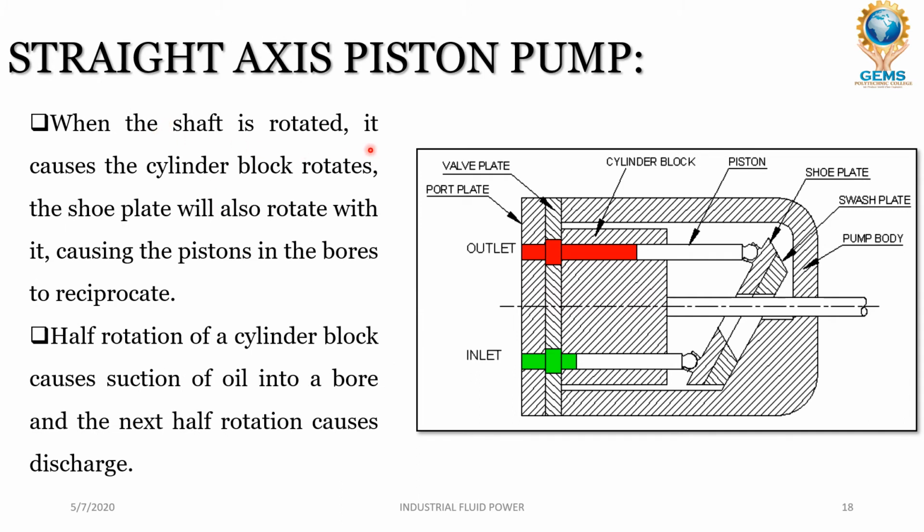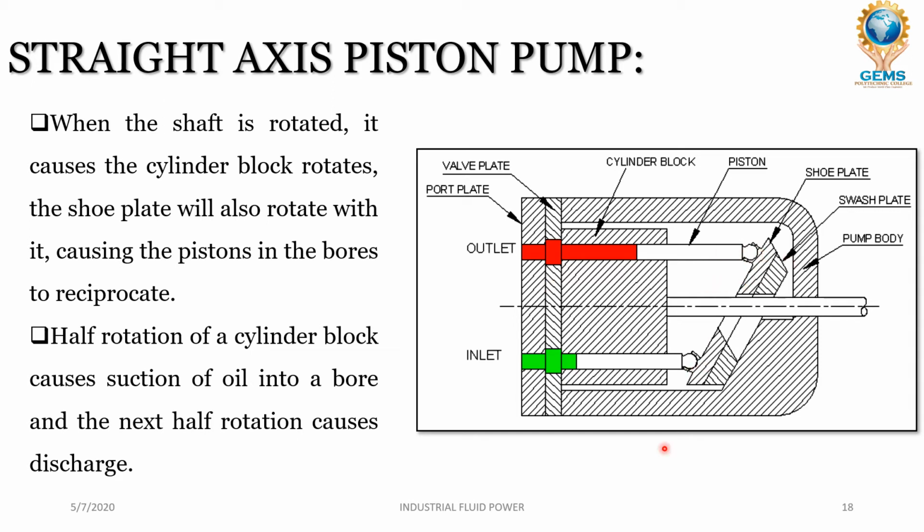So when the shaft is rotated, it causes the cylinder block to rotate. When this shaft is rotated, it causes this whole cylinder to rotate, and the shoe plate will also rotate, causing the piston in the bore to reciprocate. When this piston comes here, it moves inside, and when this piston comes here, it moves outside. So it moves forward and reverse, like a reciprocating motion.